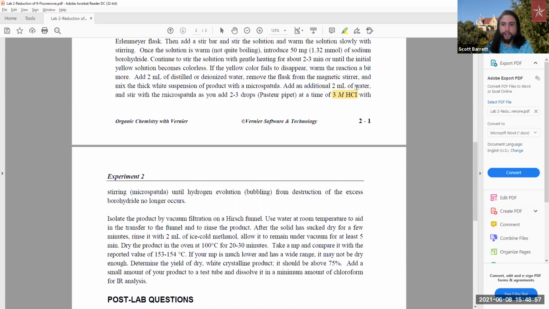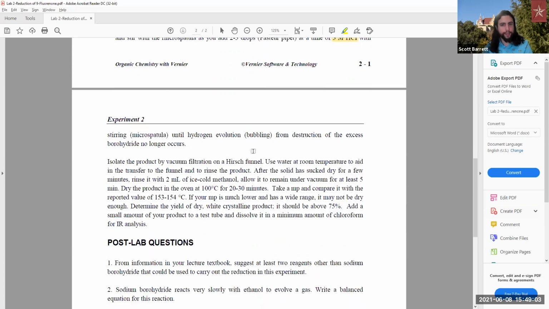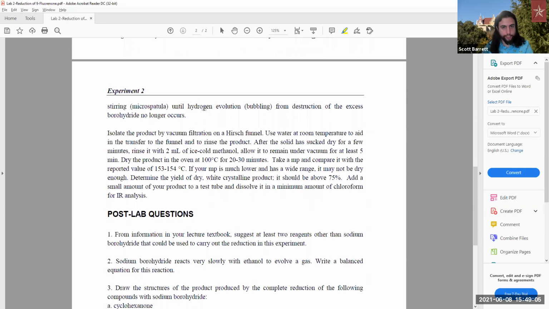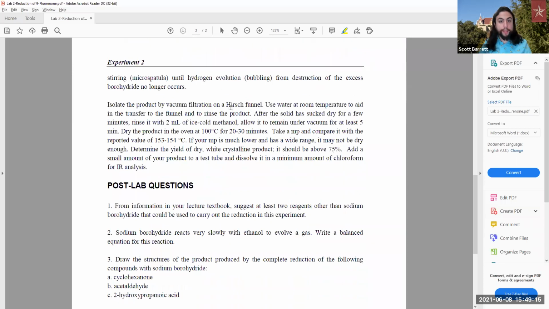And this hydrochloric acid would be considered aqueous because it dissolves into water. Then the evolution of hydrogen, known as bubbling, would be shown by the excess borohydride reacting with your hydrochloric acid and water. Then what happens is you isolate your products by vacuum filtration on a Hirsch funnel. So make sure to describe your Hirsch funnel apparatus, all of the glassware there.